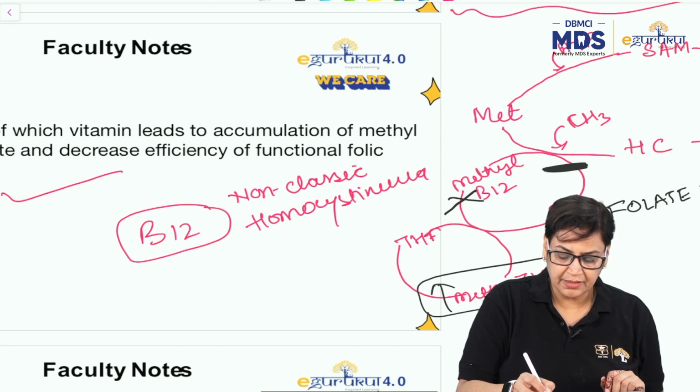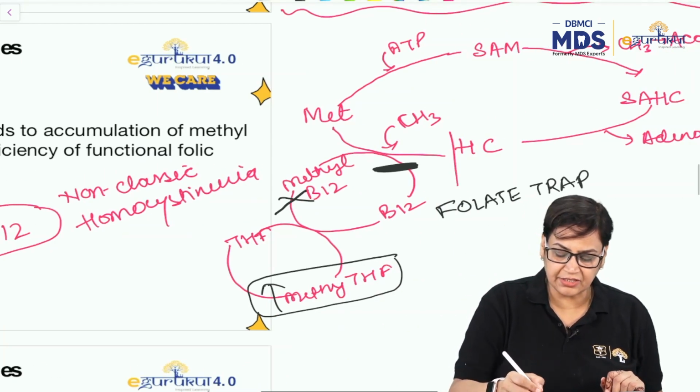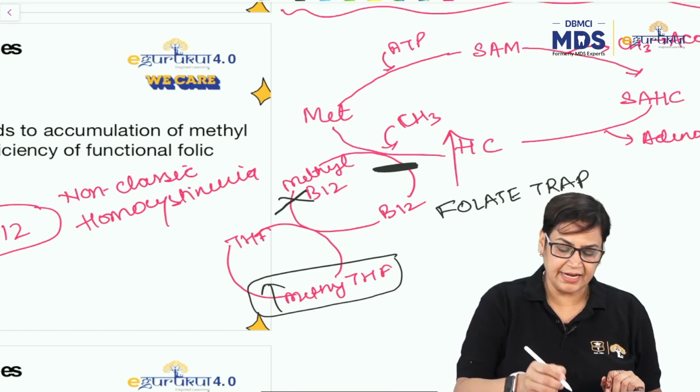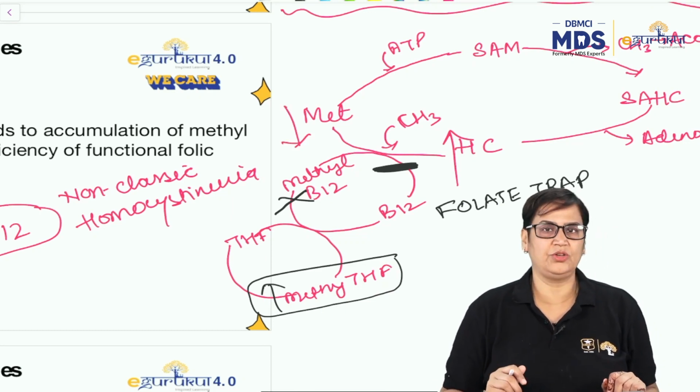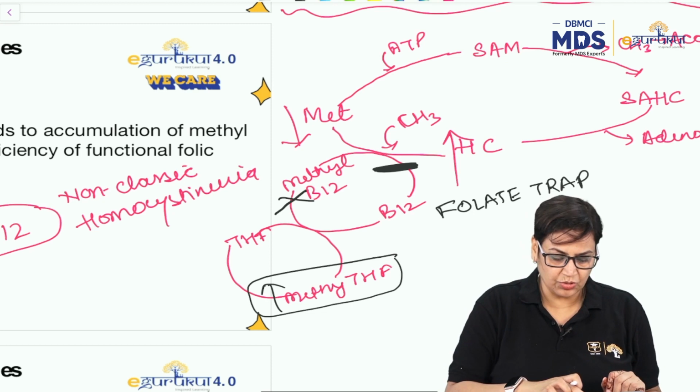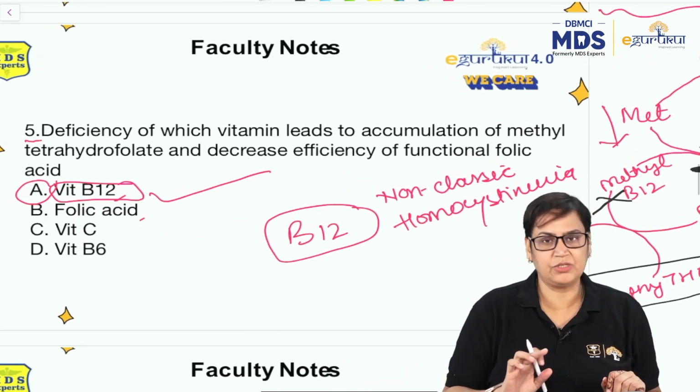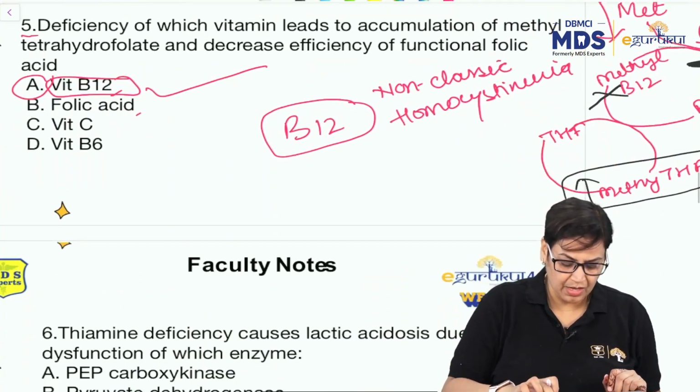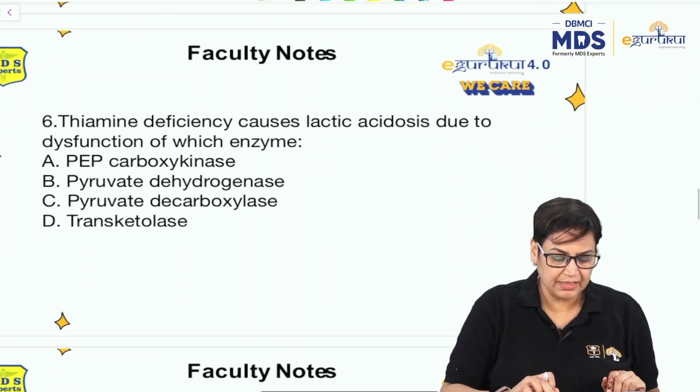Homocystinuria, where there is increased concentration of homocysteine and decreased concentration of methionine. Right? So the answer is clear-cut B12. Moving on to question number 6.